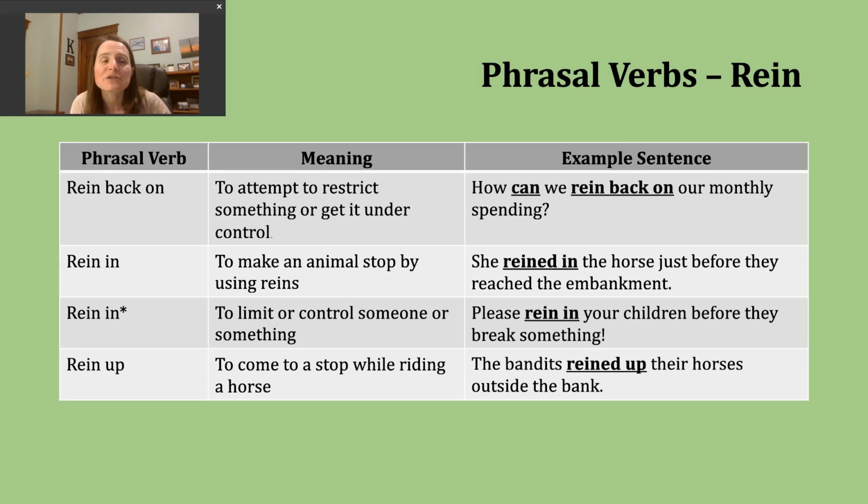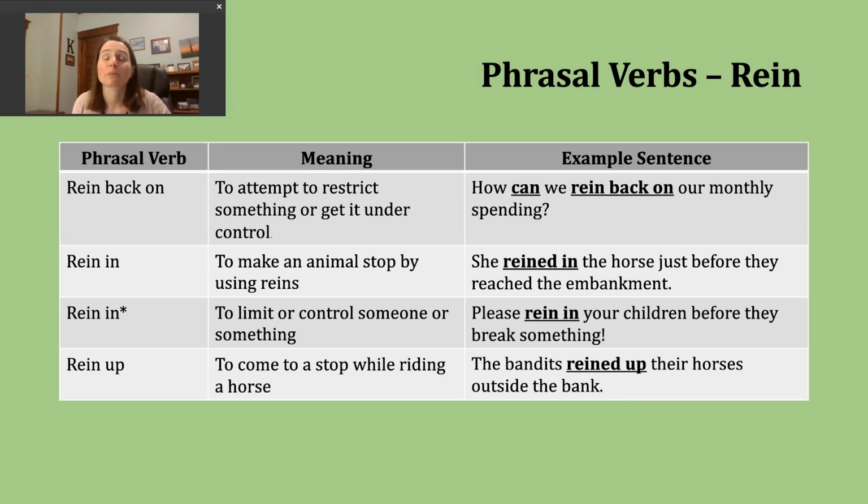So let's move to talking about the phrasal verb to rein back on. When people use this phrasal verb, what they're talking about is their attempt to restrict something, to get it under control. So you might think of something that has been going a little wild or crazy, and now they're trying to get it under control. An example of this might be, how can we rein back on our monthly spending? Some people, as they look at their personal finances, think, I'm spending way too much money. I need to restrict or get that under control.